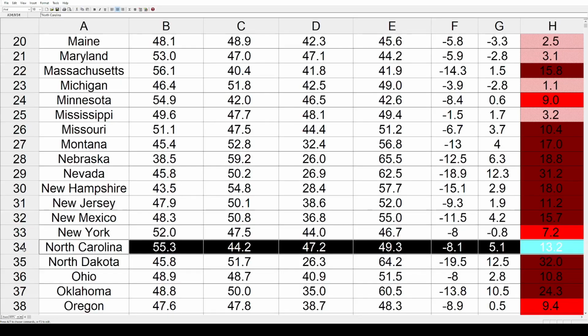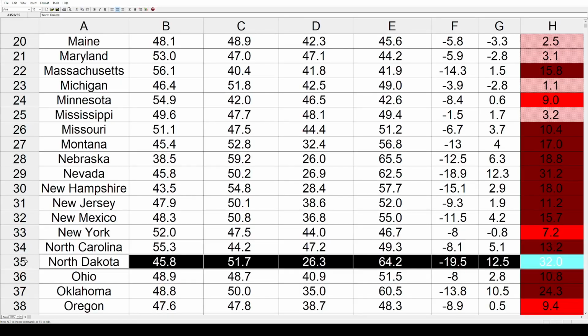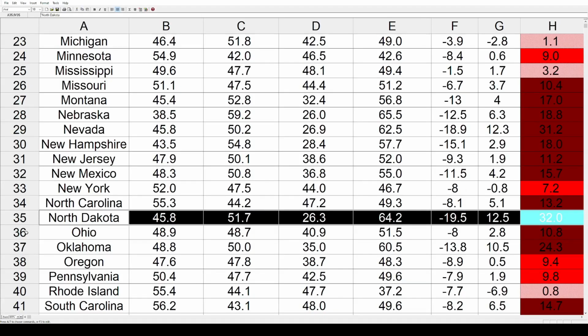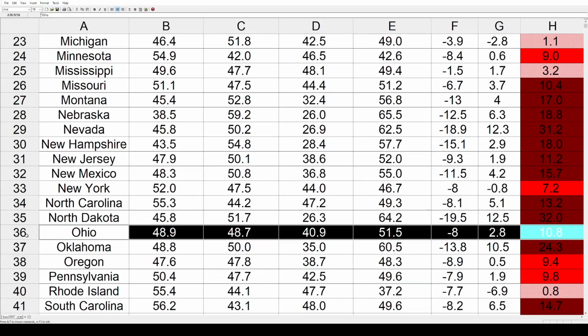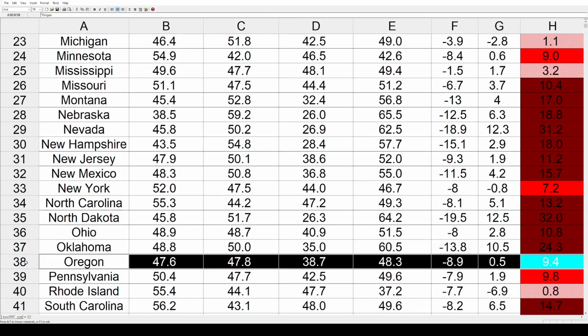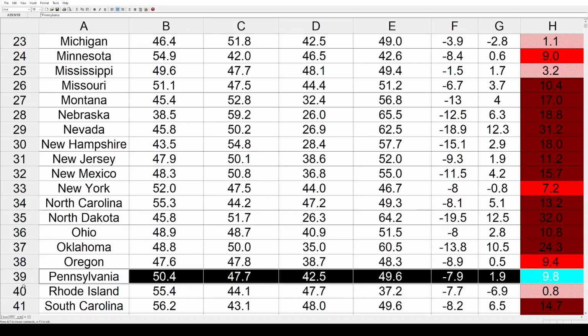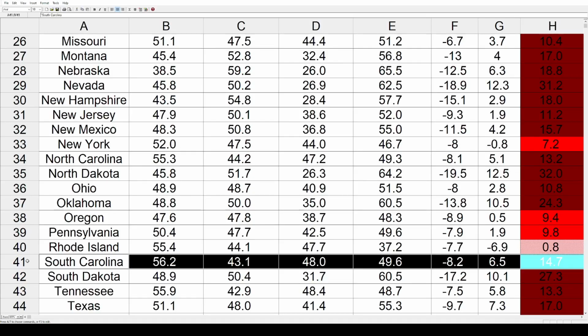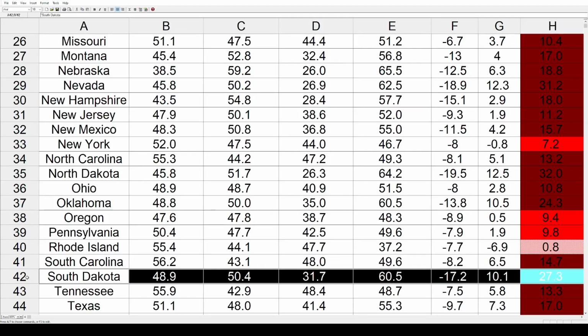North Carolina back over double digits, 13.2%. North Dakota, they had the biggest shift out of all the states, and that lurched a hard 32% toward the Republicans. Ohio got redder by 10.8%. Oklahoma as well by 24.3%. Oregon by 9.4%. And Pennsylvania by 9.8%. The next state is Rhode Island, and that had very little change, under 1%. 0.8% toward the GOP. South Carolina, that went toward the Republicans as well by 14.7%. Major shift in South Dakota by 27.3%.